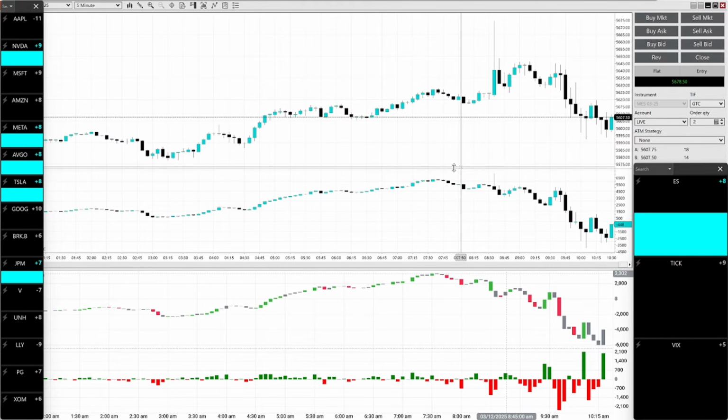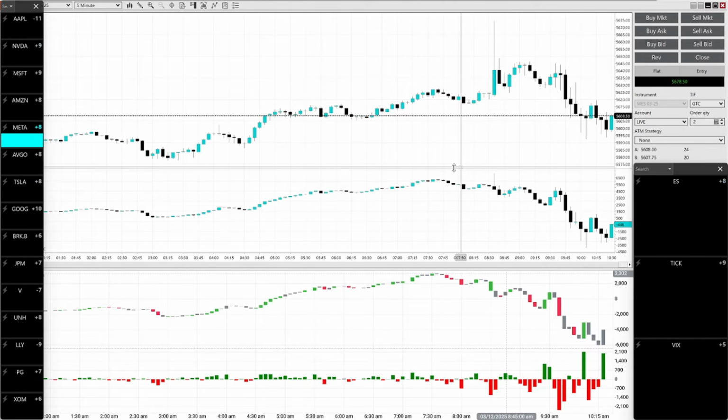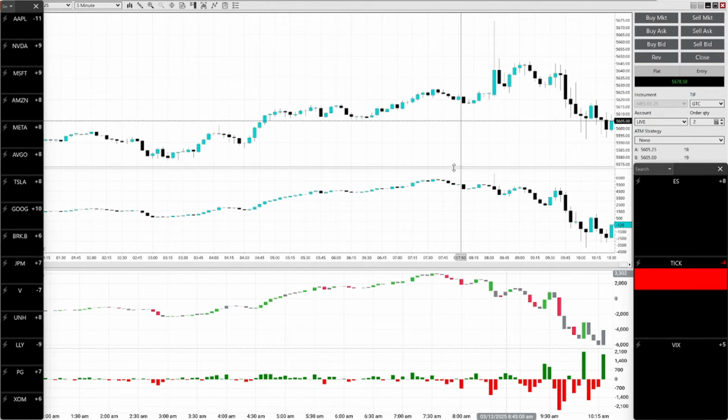And these buying candles are typically trapping the bulls. Probably a combination of a bull trap and shorts covering.